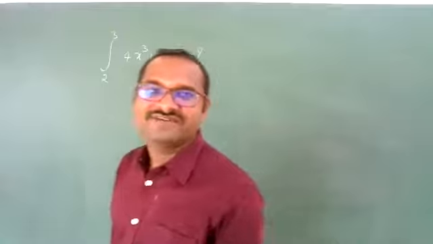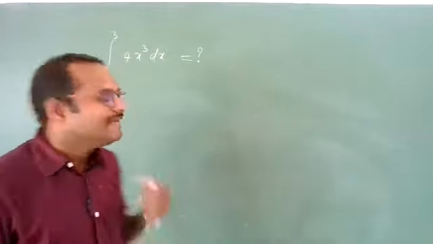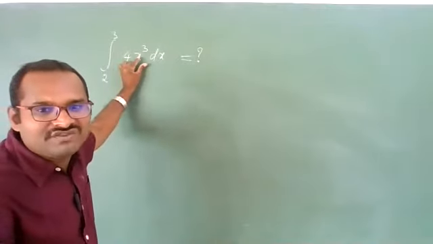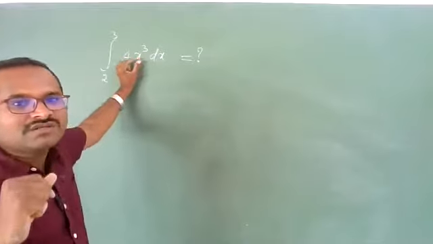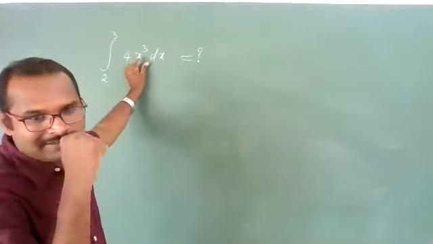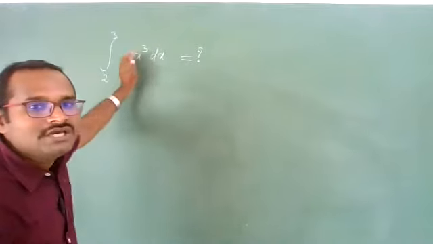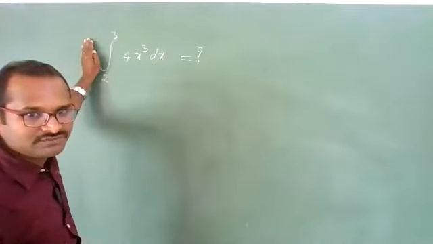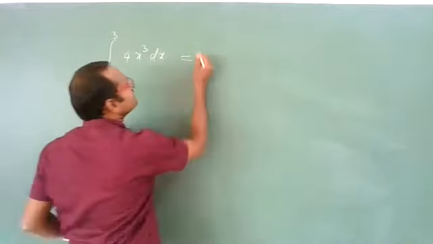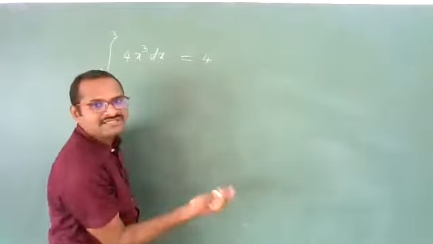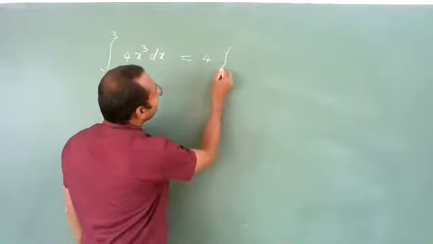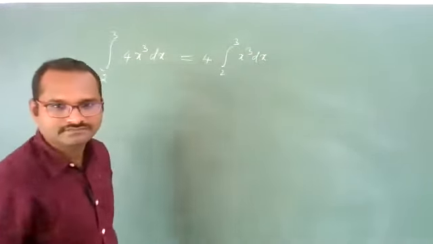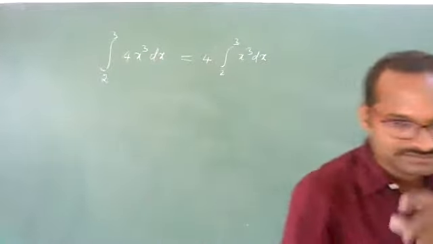Students, whenever in integration or differentiation, a constant term is there which is followed with a variable, what you have to do is, you should take it out of the integration. In differentiation also same thing. So take that constant. 4 is a constant. Take it out of the integration. You will get 4 into integration of x cube dx.